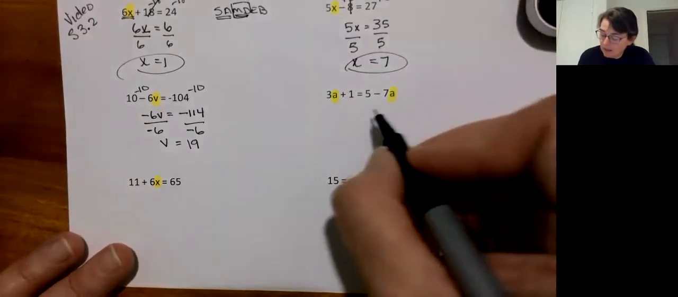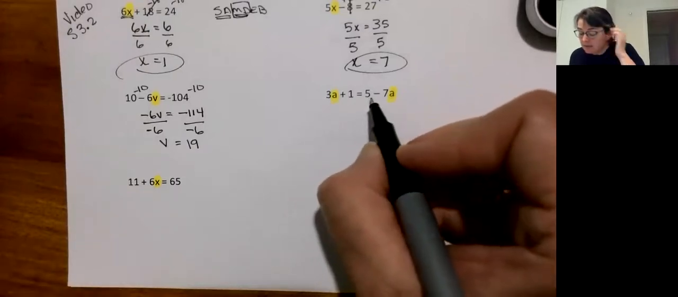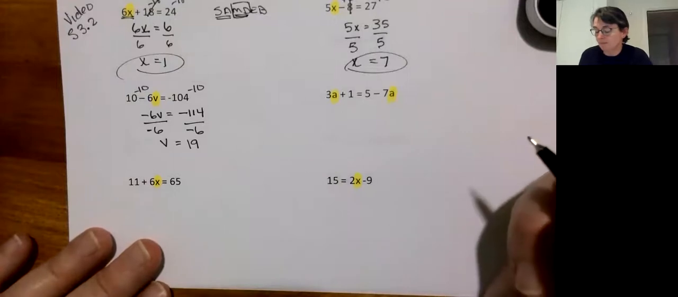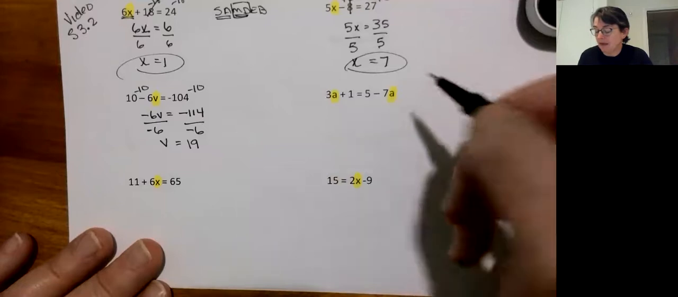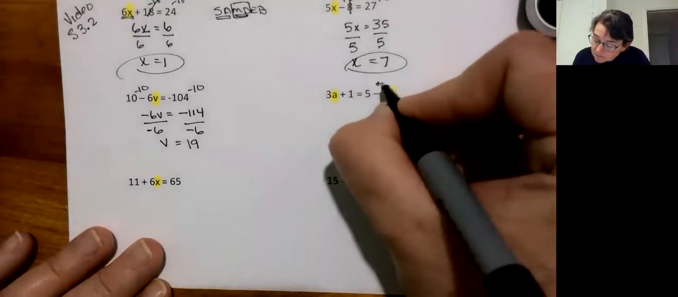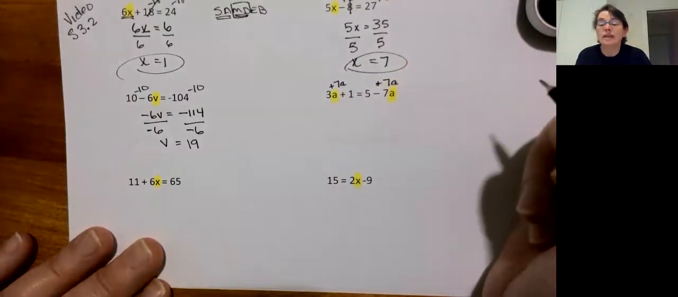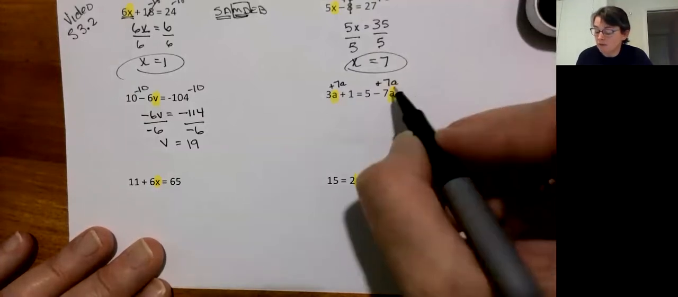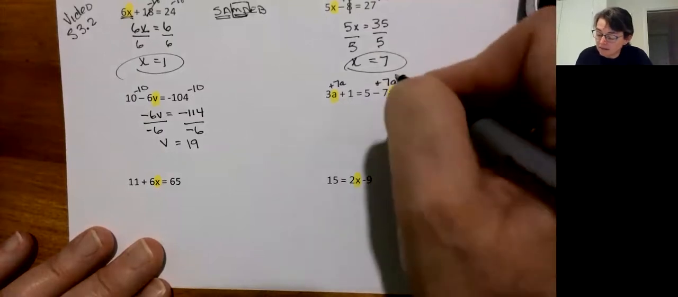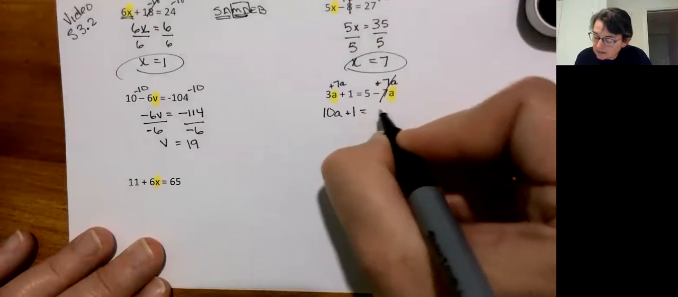Anyway, let's take a look at this one. Ooh, this is cool. Look at that. 3a plus 1 is equal to 5 minus 7a. There's a lot of ways to solve this. I am going to choose... I generally don't like negatives because that's where I screw up. So if I can keep my variable positive, I will do that. So I'm going to move the 7a. I'm going to cancel it out on this side, which gives me 10a plus 1 is equal to 5.